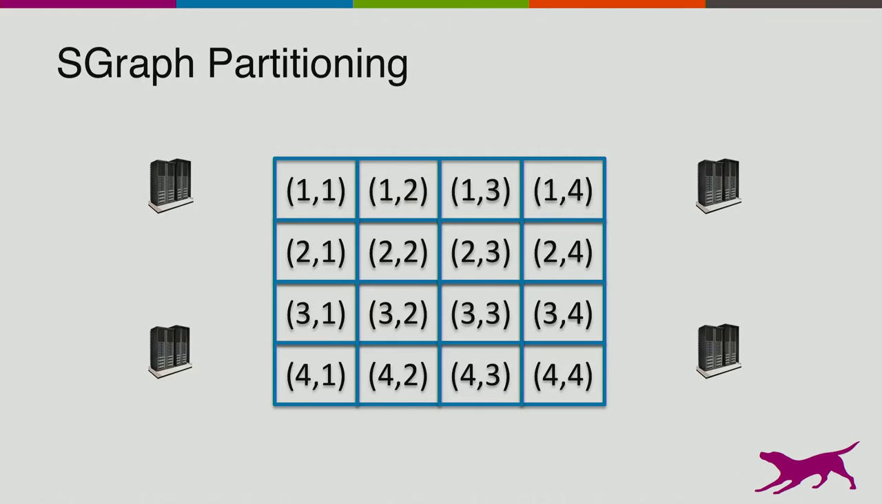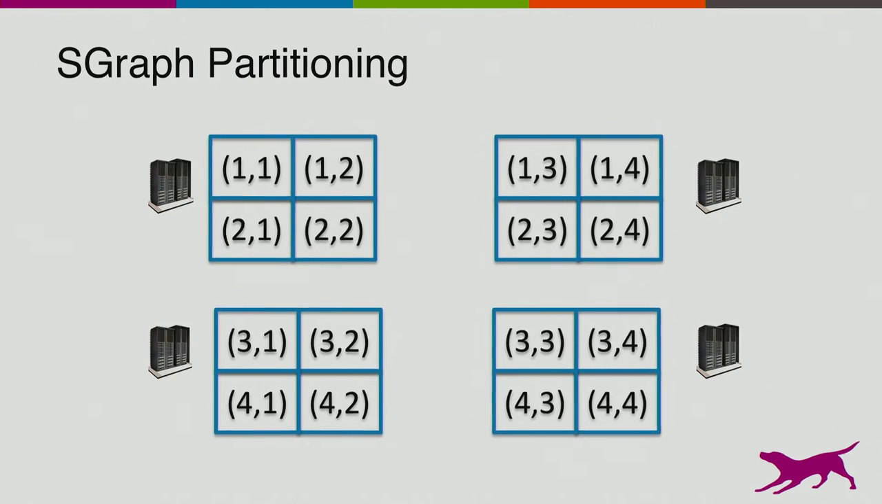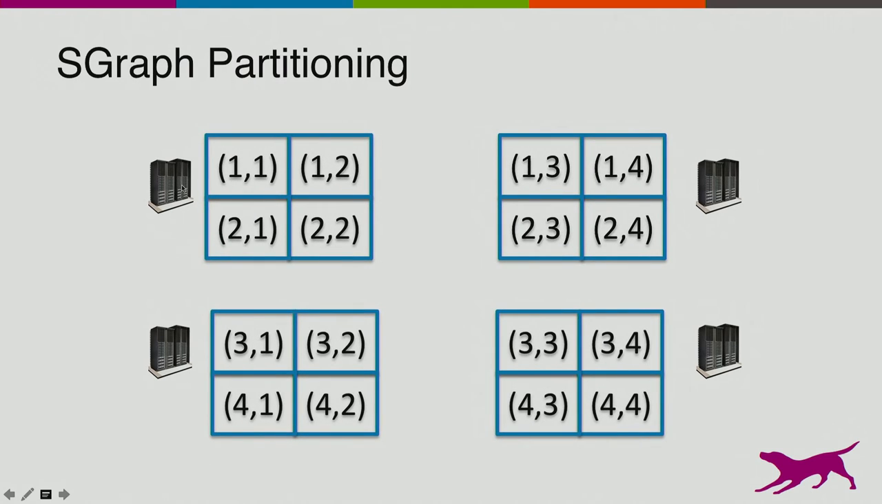So what we do is a simple heuristic and effective partitioning strategy with zero cost. Remember, we have SGraph's edges partitioned into p squared partitions. Now each machine only takes one partition or 1/4 of the partitions.